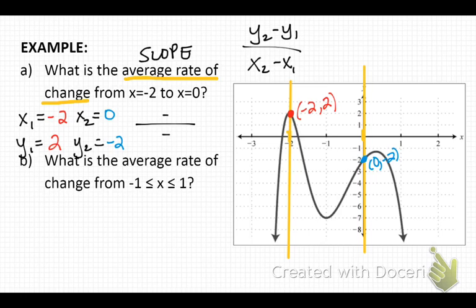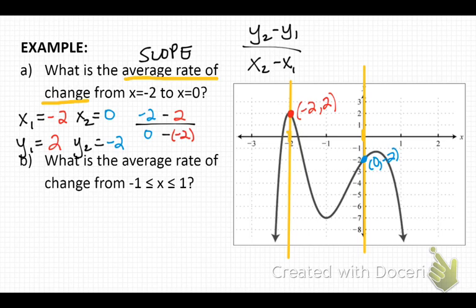So what's my y2 value? Because I have y2 minus y1 over x2 minus x1. What's y2? -2. And what's y1? 2. And what is x2? And what is x1? -2. Do we agree with that so far?